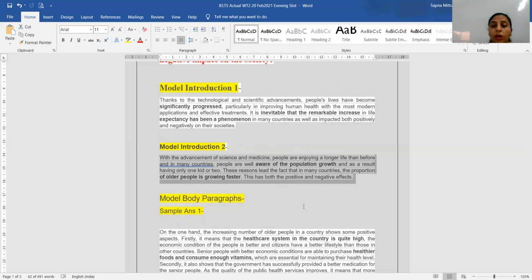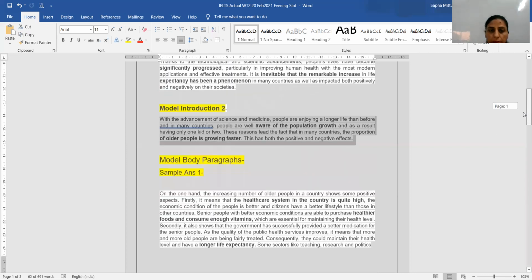Now, what will you write in the body paragraphs? Because they're talking about the positive, do they have a positive effect or a negative effect? So you're going to talk about both. I've given both the points so that it helps you out.